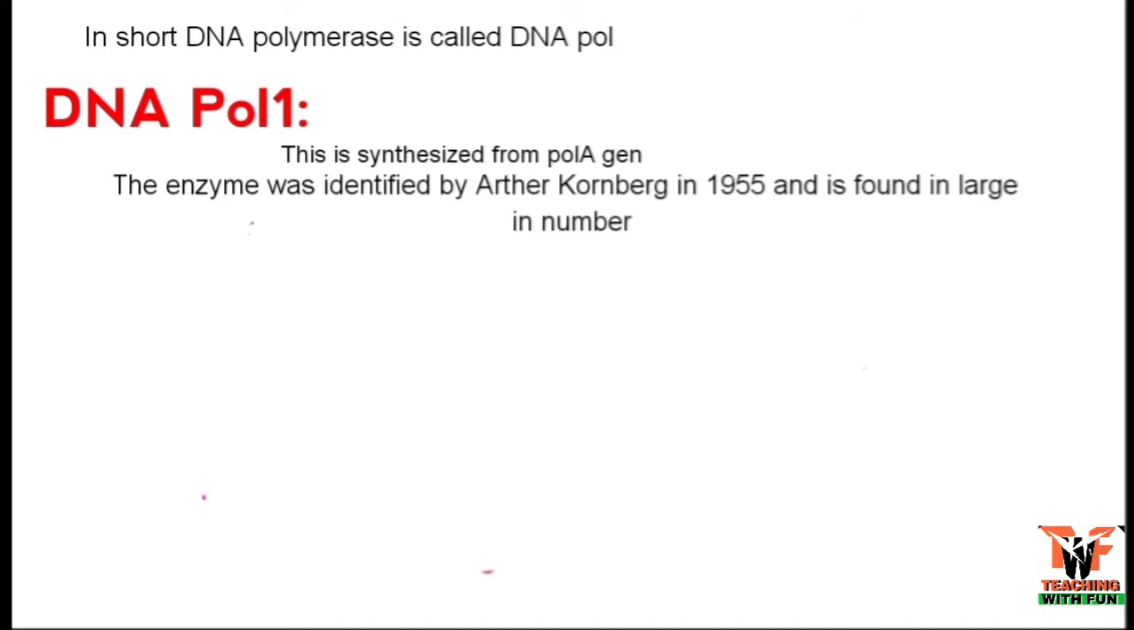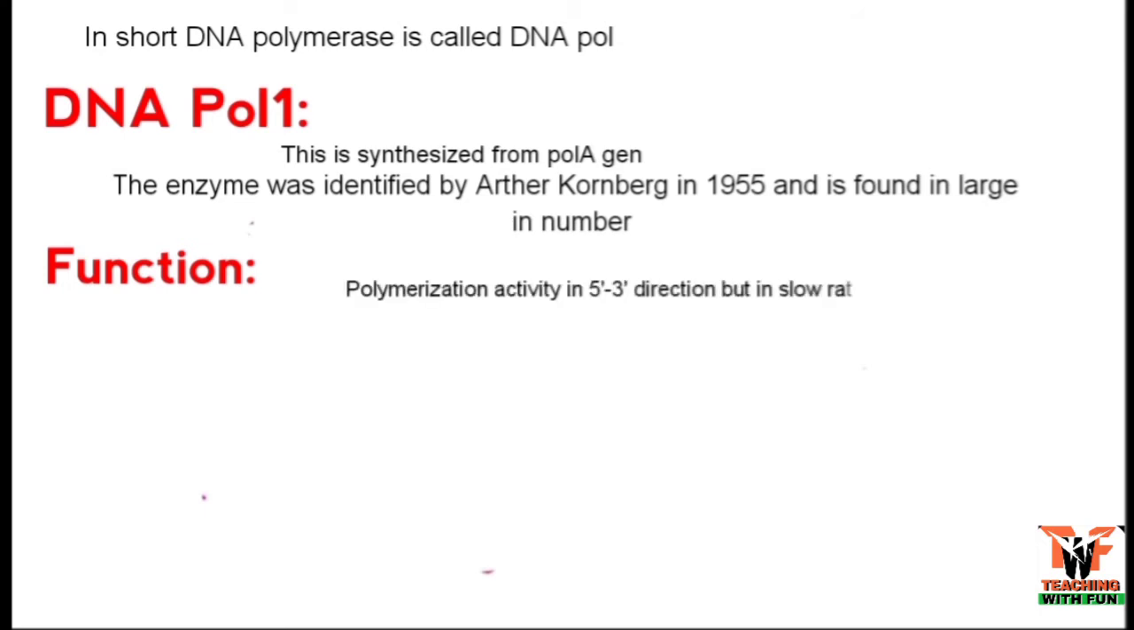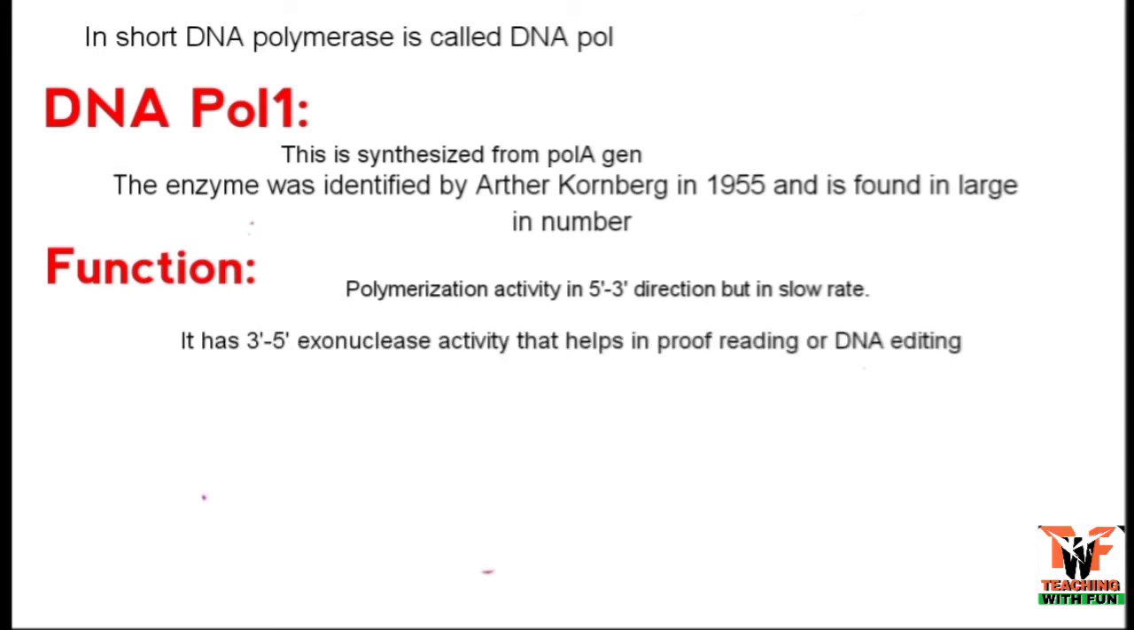Now, the function of DNA polymerase 1 or DNA pol 1. It serves the following functions. First function is polymerization activity in 5' to 3' direction but at a slow rate. The second function is it has 3' to 5' exonuclease activity that helps in proofreading, also called DNA editing.